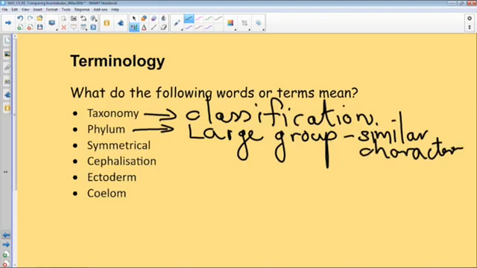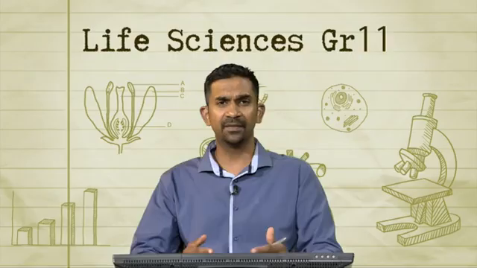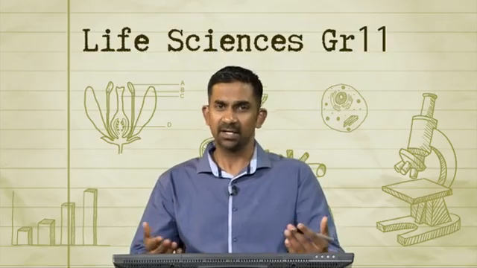And then the term symmetrical, which we discussed last week, and we referred to symmetry as the way in which an organism can be cut to create identical halves or mirror images of them. And we looked at symmetrical, asymmetrical, and then bilaterally symmetrical, which we're going to discuss later on today.